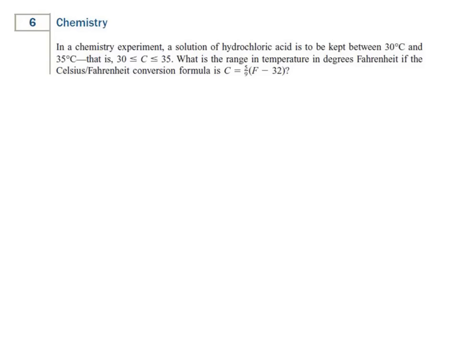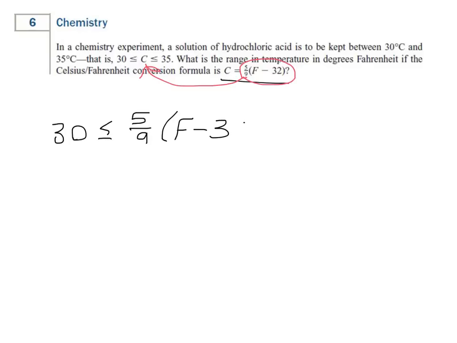Okay, yay, word problem. In a chemistry experiment, a solution of hydrochloric acid is kept between 30 degrees and 35 degrees Celsius. That is, 30 is less than or equal to C, which is less than or equal to 35. What is the range in temperature in degrees Fahrenheit if the Celsius-Fahrenheit conversion formula is right here? So notice it says C is equal to this, so replace your C. So you have 30 is less than or equal to 5/9 (F minus 32), less than or equal to 35.